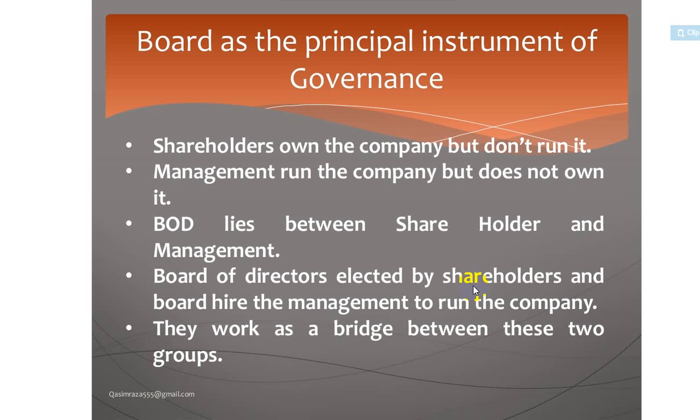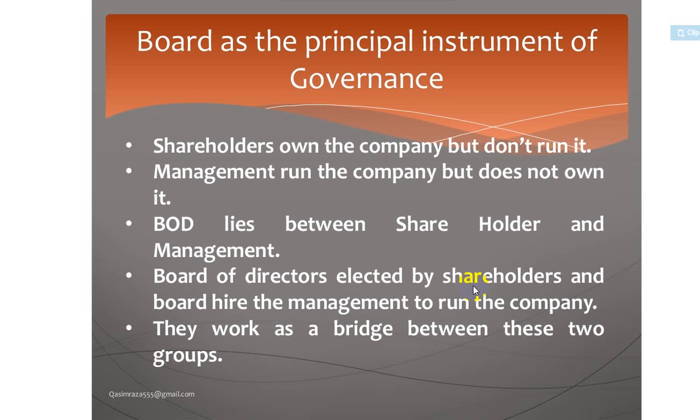It means shareholders are the real owners, but they cannot run the company. For running the company, they elect the board of directors. When they elect the board of directors, then the managers, like management, run the company but do not own it. Shareholders are the owners of the company, but they cannot run it. Managers run the company but they don't own it.